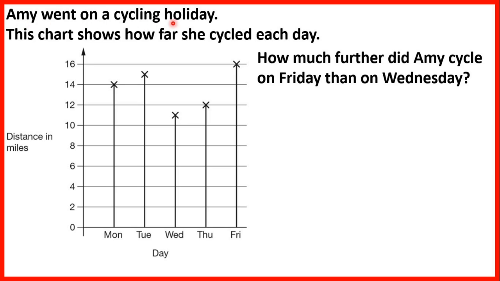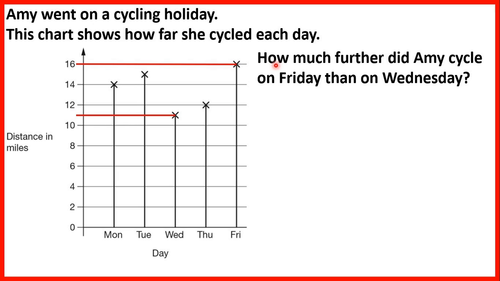Amy went on a cycling holiday. This chart shows how far she cycled each day. How much further did Amy cycle on Friday than on Wednesday? So if we find the bar for Friday, we can see that she cycled 16 miles on Friday, and then on Wednesday she cycled between 10 and 12, so that's 11 miles.